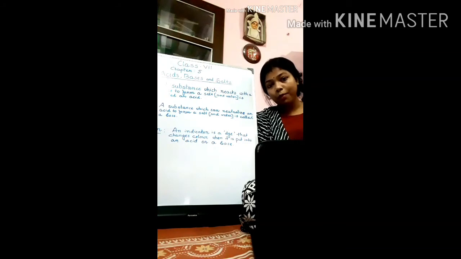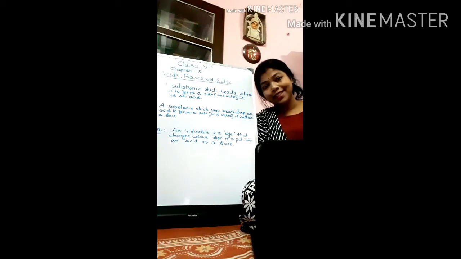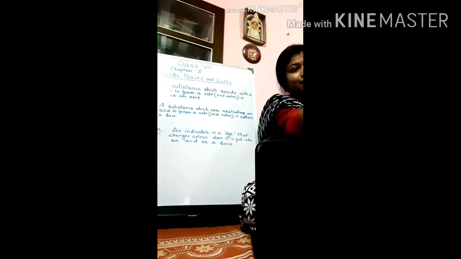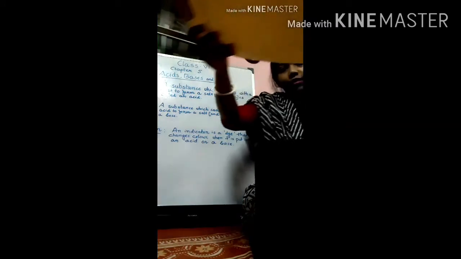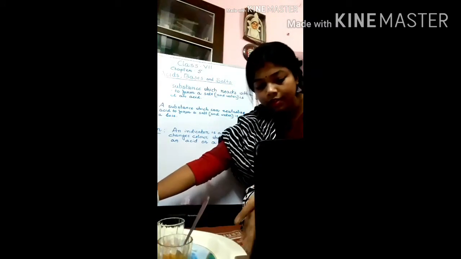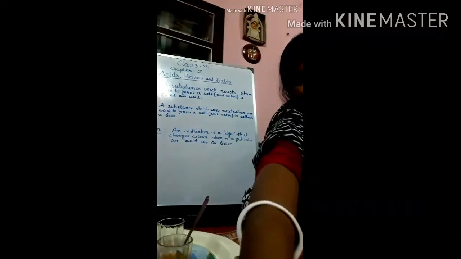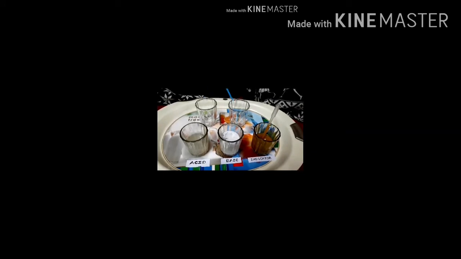So today I am going to perform an activity to show you all how an indicator works. So let's get started. For this experiment, we will use turmeric solution as an indicator. Besides this, we need lemon juice, which is acidic, soap water, which is basic, two clean small empty glasses and a dropper.